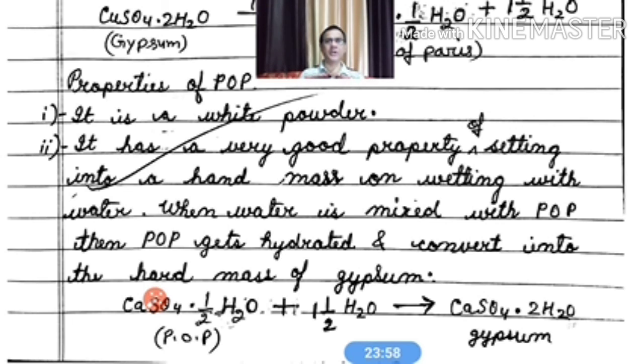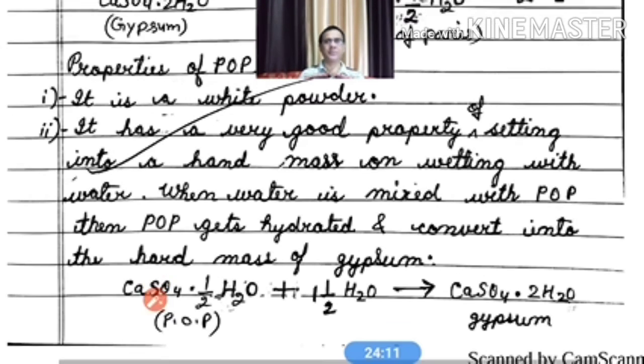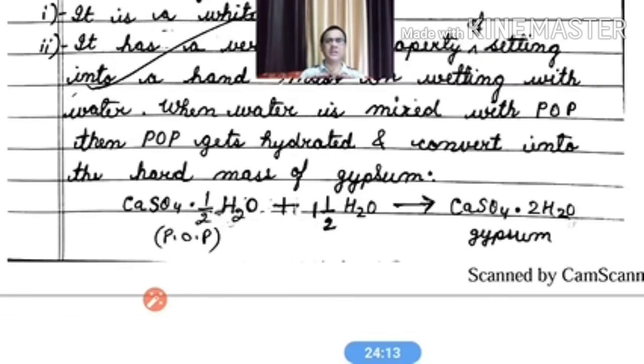So this is the property. See the language, it has a very good property of setting into a hard mass on wetting with water. When the water is mixed with POP, then POP gets hydrated and converts into the hard mass of gypsum. So see the POP formula, CaSO4.½H2O plus 1.5 H2O. This means water. So half H2O and 1.5 H2O, finally it forms CaSO4.2H2O, and that is gypsum. It is a hard mass.